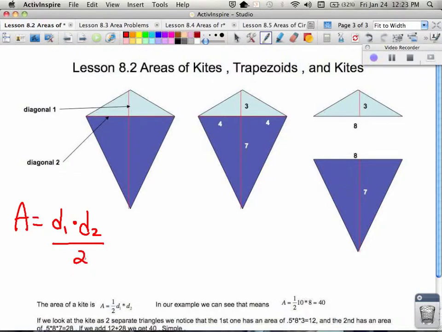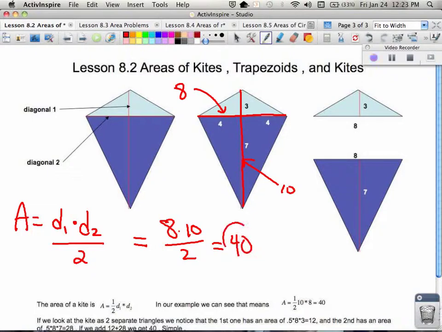So in our particular case here, if we look at our diagonals, we have one diagonal here, and this diagonal has a total length of 8. We have the second diagonal here in the red, and this diagonal has a total length of 10. So in our particular case, what we would say is 8 times 10, divide that by 2, or in other words, our answer would be 40.